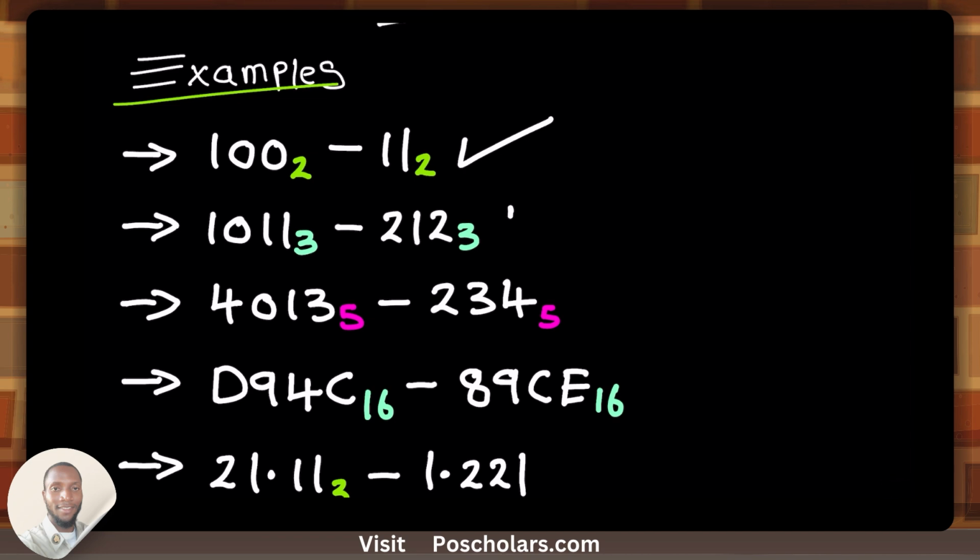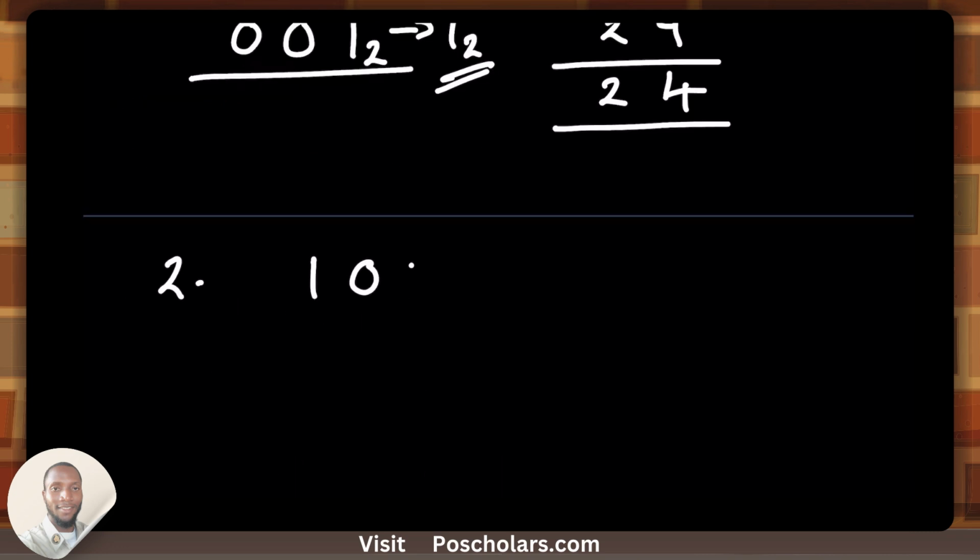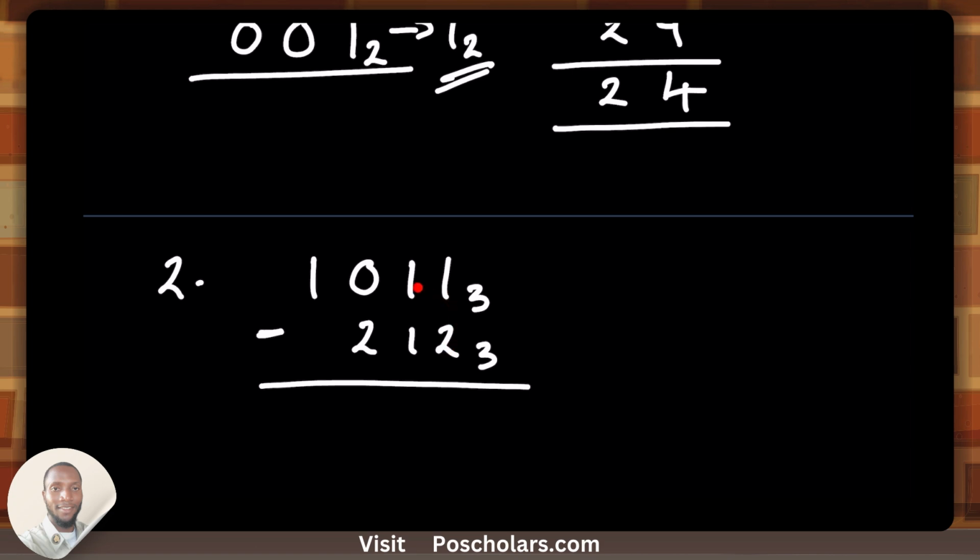Question 2 says 1011 base 3 minus 212 base 3. 1011 base 3 minus 212 base 3. Now you listen. We'll start from the extreme right. 1 minus, we are working with subtraction, please. 1 minus 2 is not possible. You borrow from 1. When you borrow 1 from 1, you are left with 0. The one you borrowed takes the value of what? 3, which is added to this 1 to give what? 4. Now you can subtract by saying 4 minus 2 gives 2.